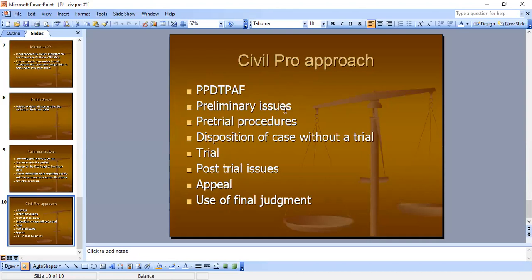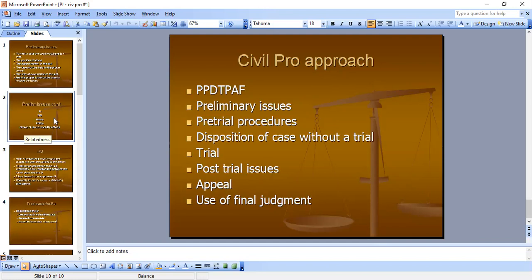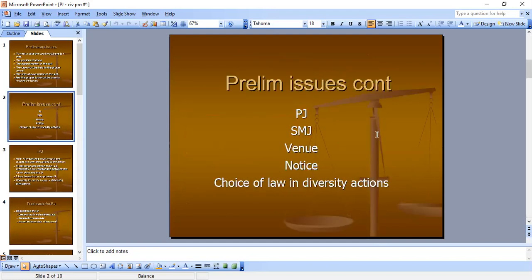And for me, preliminary issues are going to be my PJ, my SMJ, supplemental jurisdiction, removal and remand, venue, notice, choice of law. So you automatically have to know the little minor issues within the bigger issue. Okay, so that's how I memorize these. Once I get them all down, then I write them down. I write a checklist every day to make sure I know them all. So those are my preliminary issues. That's just my very first one, which is PJ. Next, I'll do SMJ. And that's it for this one.